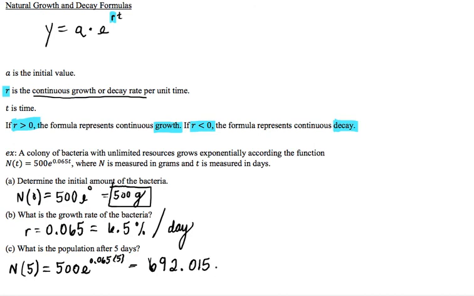And you want to ask, is that a reasonable answer? Well, if you start with 500 grams and you increase it about 6.5% per day, it seems like after 5 days, having 692 is pretty reasonable.